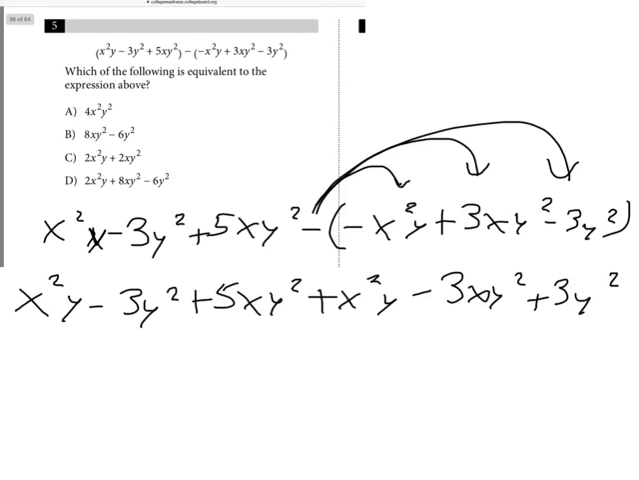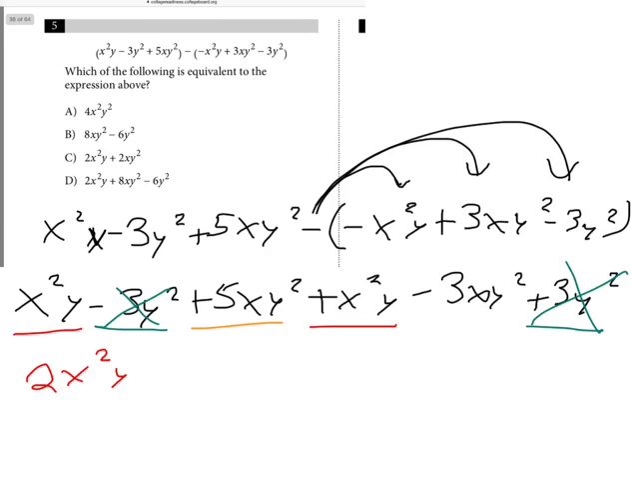Now let's combine like terms and see what we got. So we have 1 x squared y and another one. That means we'll have two of them. And what else we got here? Let me get a different color. Well, we have negative 3y squared and positive 3y squared. That actually cancels. And then finally, this last part here, we got a 5xy squared and negative 3xy squared. That'll be a 2xy squared. Well, looks like the answer will be C. Perfect.